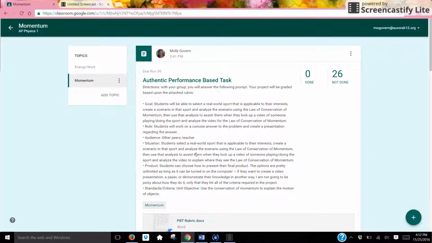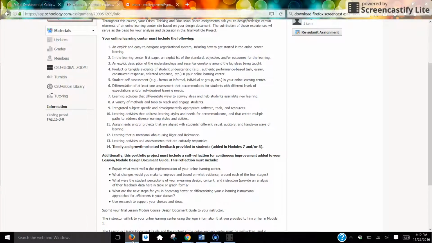Additionally, the rigor is high because when they're at home, they actually have to take these notes and they have to be the ones responsible to come into school and understand exactly what questions they have. So that would be just a couple of examples of intentional rigor and relevance.